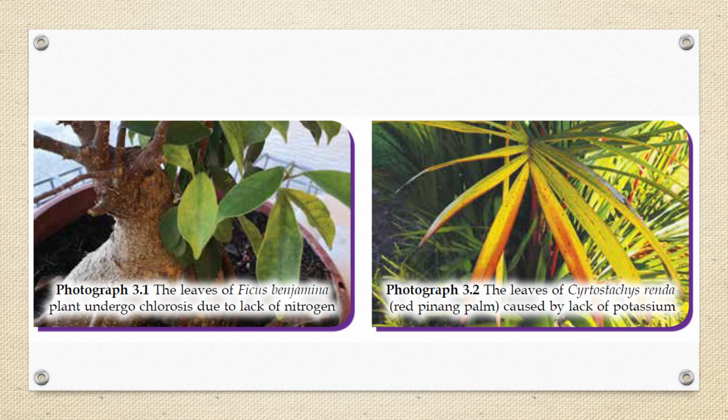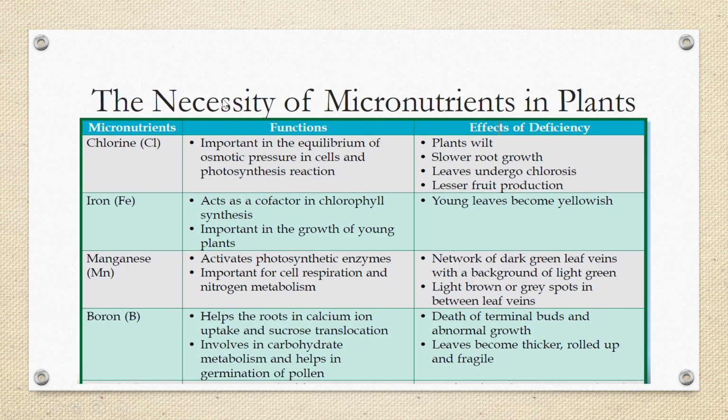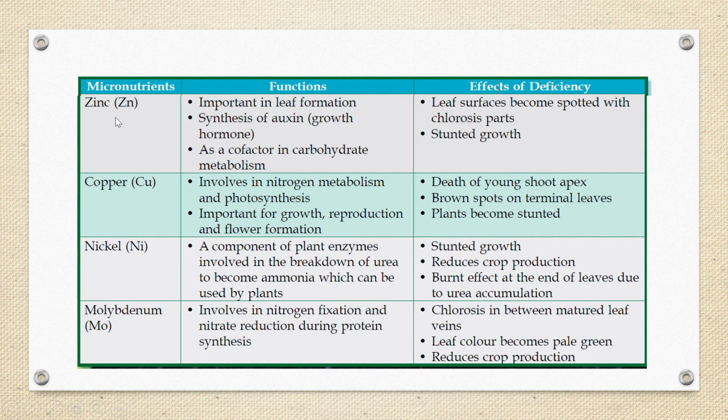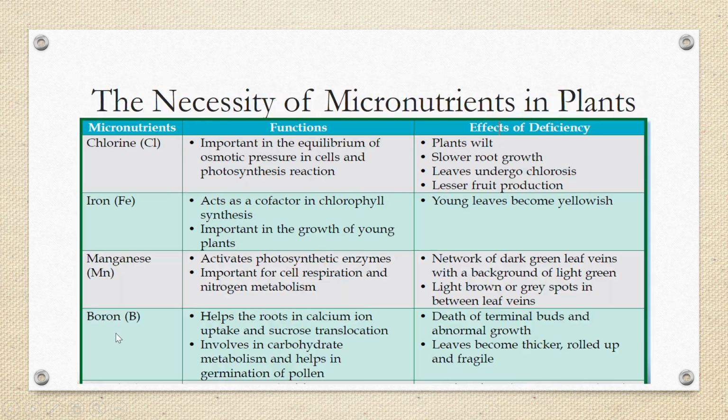Okay, so let's continue on to look into the necessity of micronutrients. Micro, that means they are needed but in a lesser amount. So chlorine, ferrum, manganese, and also boron. Okay, the list continues on with zinc, copper, nickel, and also molybdenum. So the first thing to do is to differentiate which are the macro and which are the micronutrients. Okay, and then let's look into the deficiency.